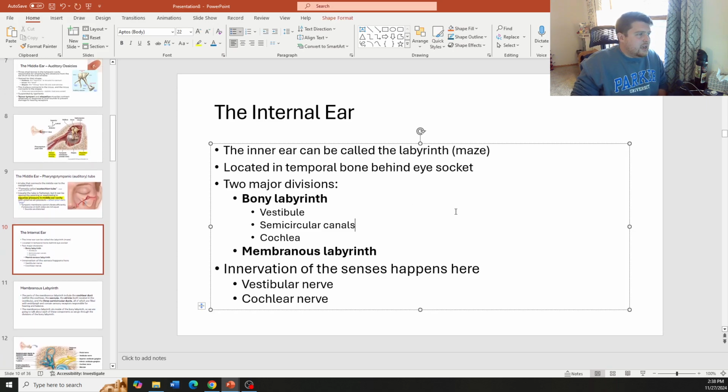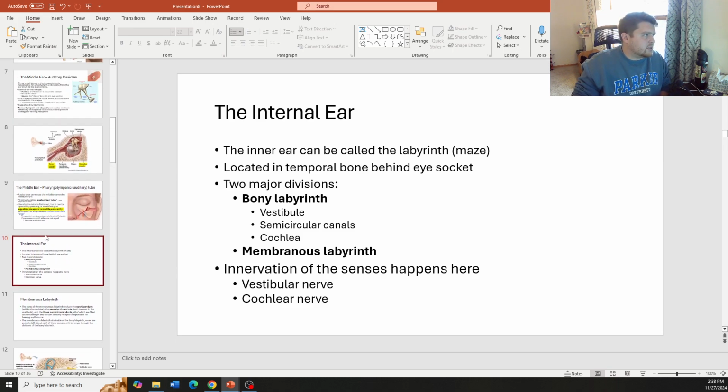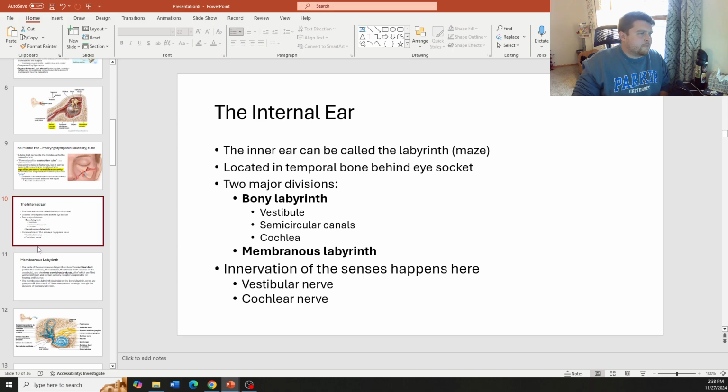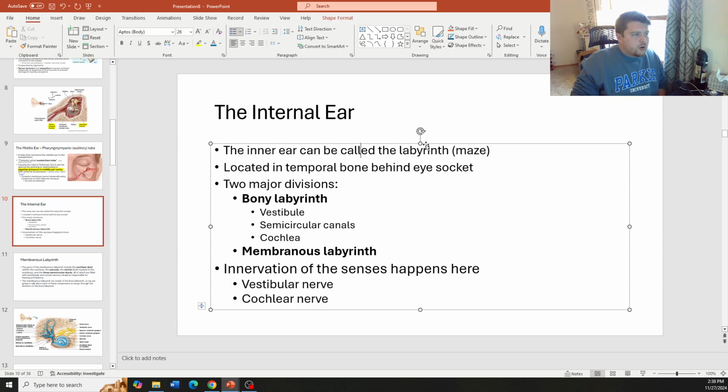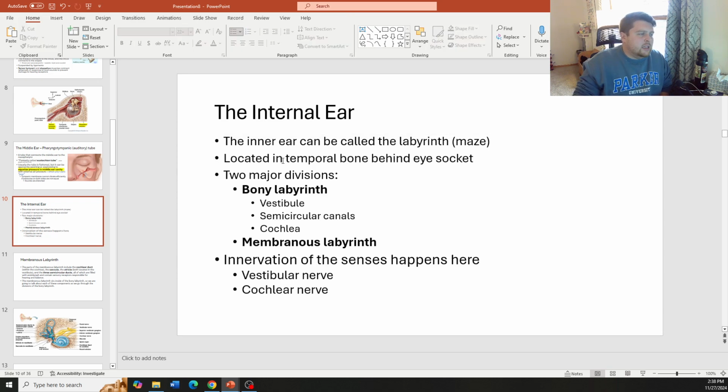Finally, the internal ear. This is the most important, where most of our focus is going to be on, talking about the ear. So we also call it the labyrinth or the maze. It's located in the temporal bone behind the eye socket. So we have our frontal bone here, and then we have our temporal bone here off to the side. We have parietal bones, temporal bone, a little bit deeper in that region.